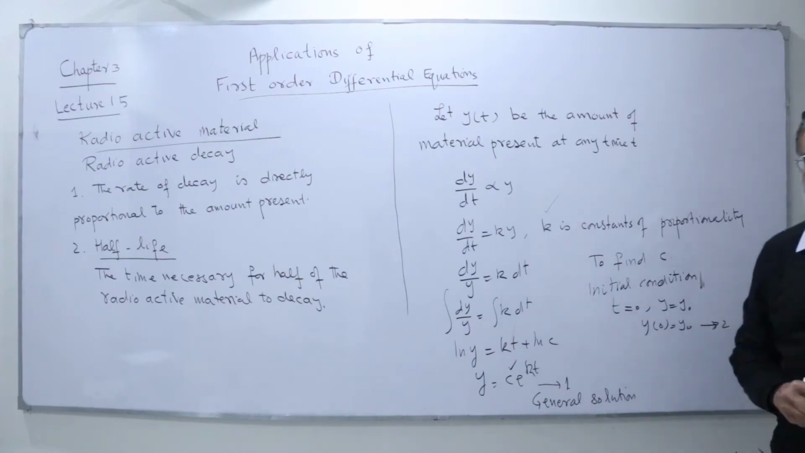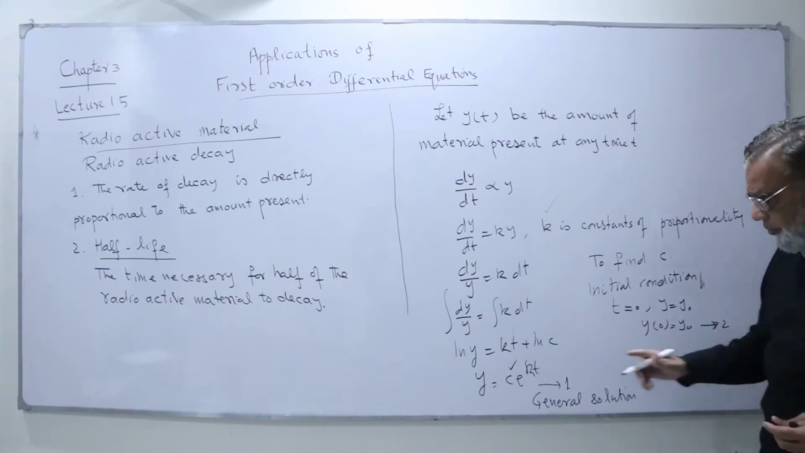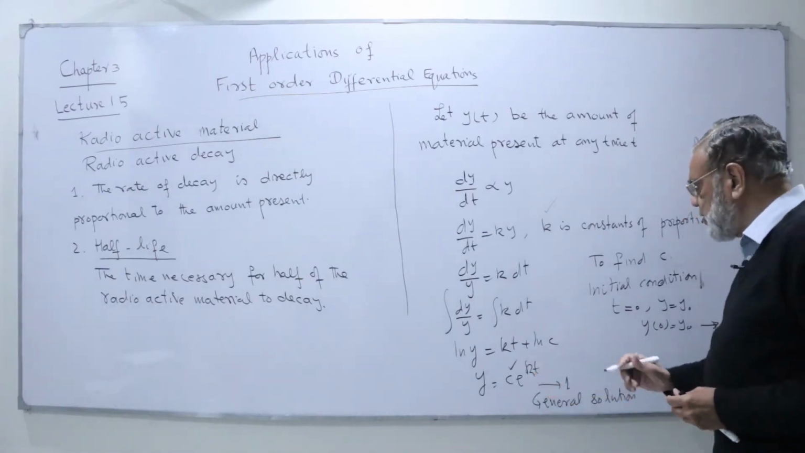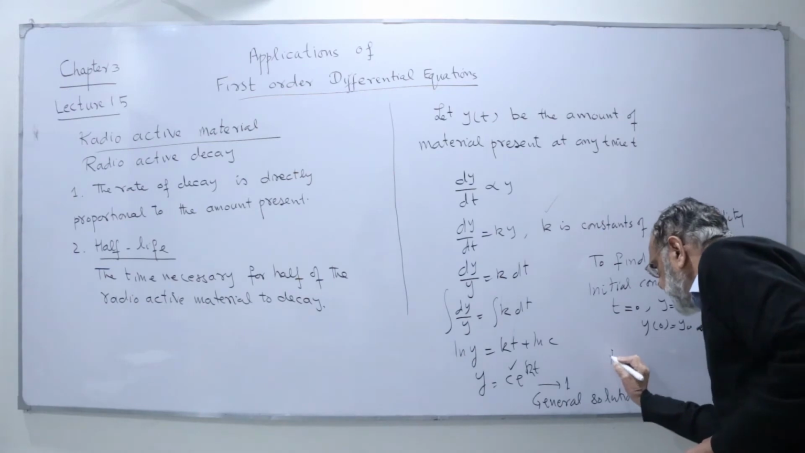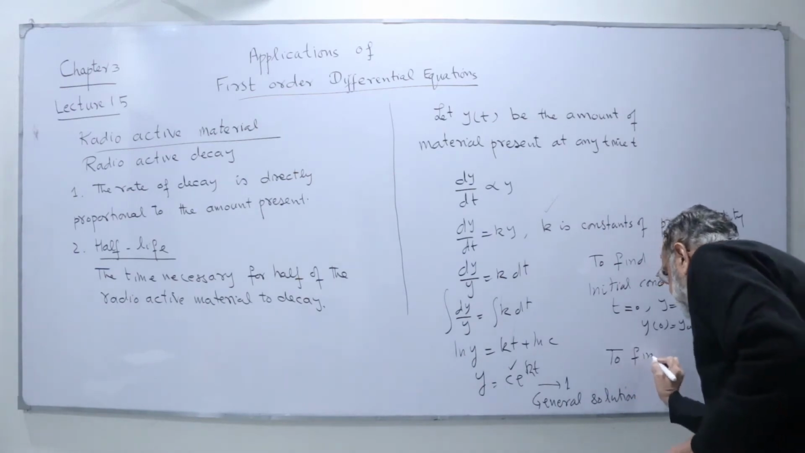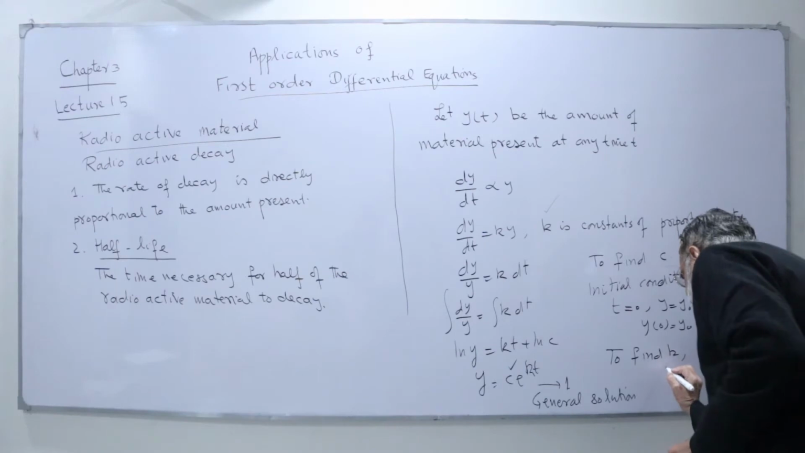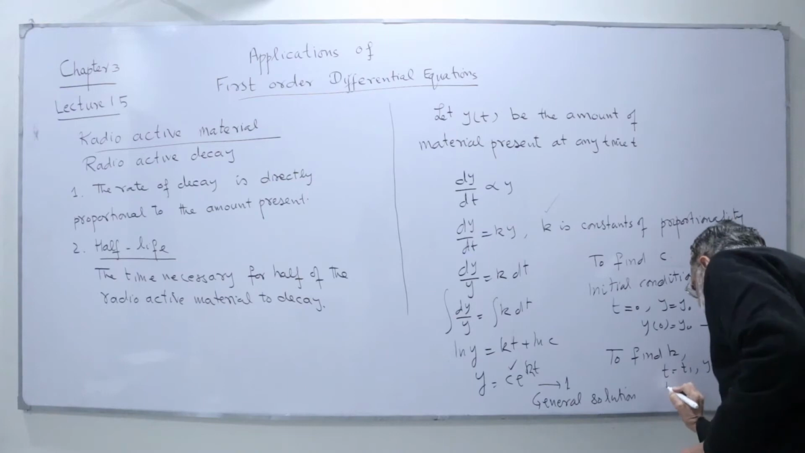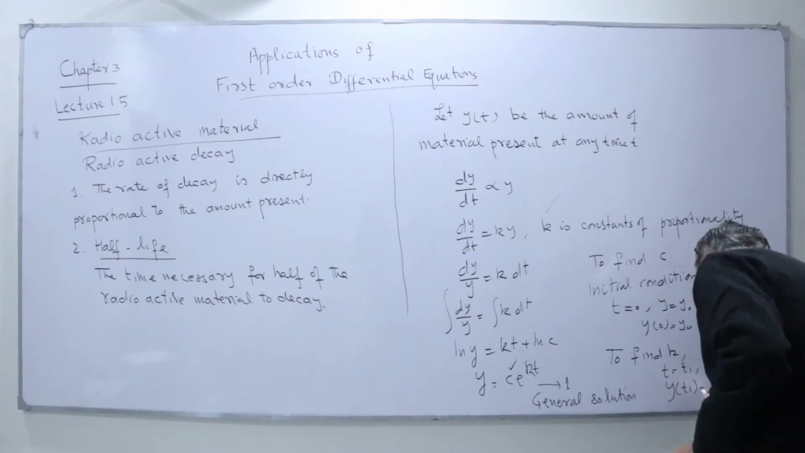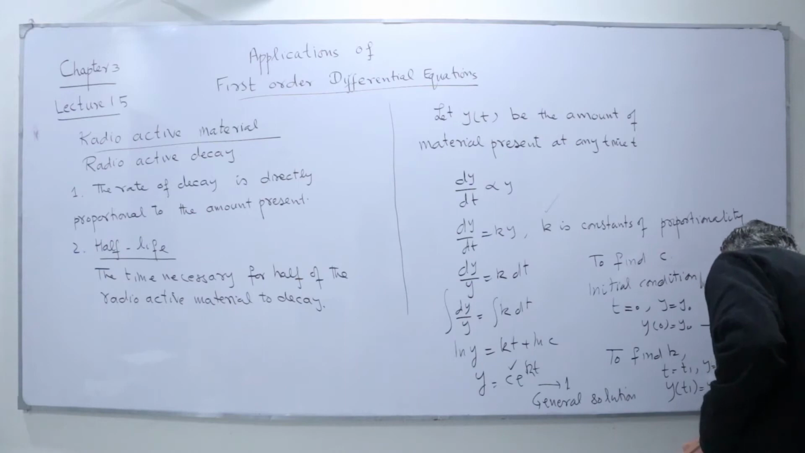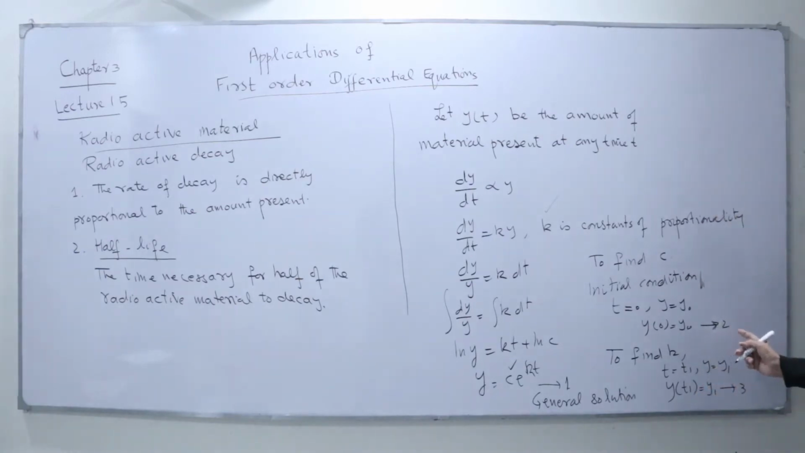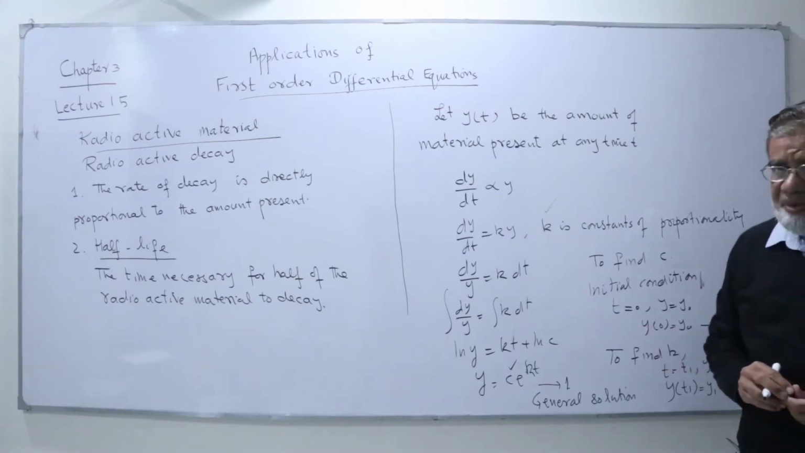So when we use the initial condition, we get the particular solution. To find the complete solution, we need to find k. So we need one more condition to find k. To find k, we have another condition that at t = t1, y = y1. This is my condition 3. So when I use condition 2, I get the constant of integration, and when I take condition 3, I get the value of k, and when I know c and k, I get the complete solution, and after that I can solve my problem.